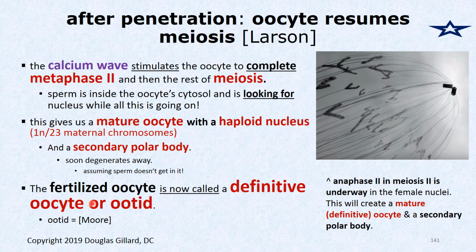Anyway, the fertilized oocyte gets a new name. It's now called the definitive oocyte. Moore calls it a kind of weird name, the oocyte. The other books don't use that. So it's kind of weird, but Moore is one of the board books, so I had to throw it in there. But that's a fertilized oocyte, or at least it started the process of fertilization. It hasn't completed it yet.